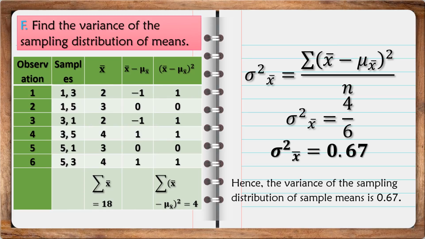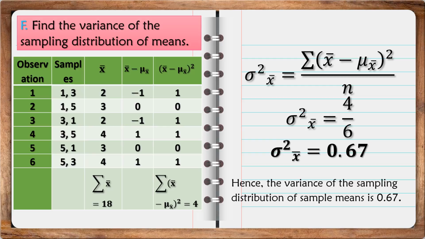So, find the variance of the sampling distribution of the mean. Same as what we did earlier. So, we can get this one, no? That is our mean, given a while ago, that is 3, right?